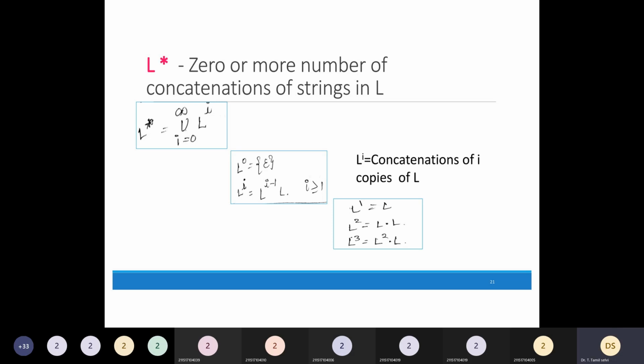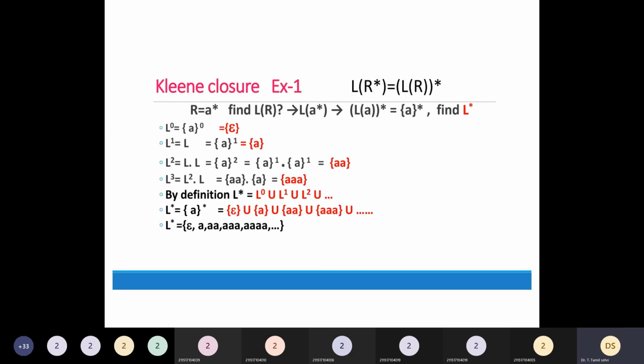So then coming to the next one. This is the example, that is the regular expression r equal to a star. So here you have to prove that L of r star equal to L of r whole star. We have to prove the given statement. So for this we are taking one example, the regular expression r equal to a power star. First you have to find the L of R, the language of the particular regular expression. So L of R means, instead of capital R, we are replacing it with a star, which is equivalent to L of a whole star. So finally you will be getting a star.